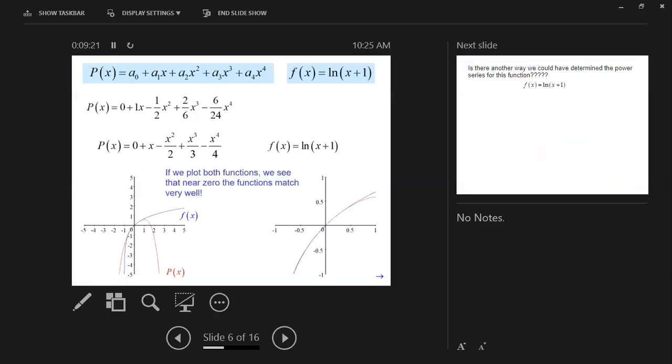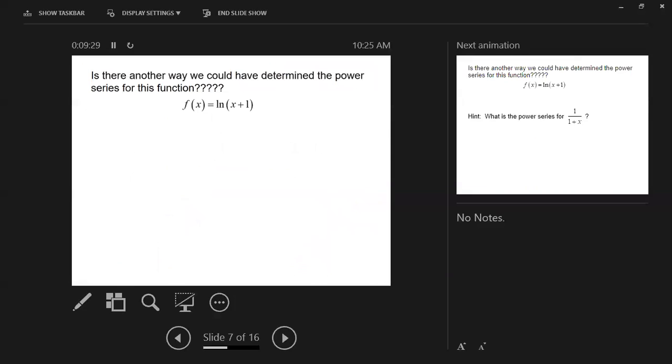Zooming in, you can see it's really, really good. But again, it only touches at that one point at 0, 0. So these are like tangent curves. Is there another way that I could have figured this out? This seems pretty tedious, and we will use this as a method. But didn't we know what the power series for this was?